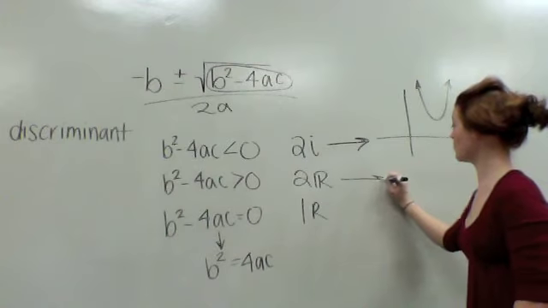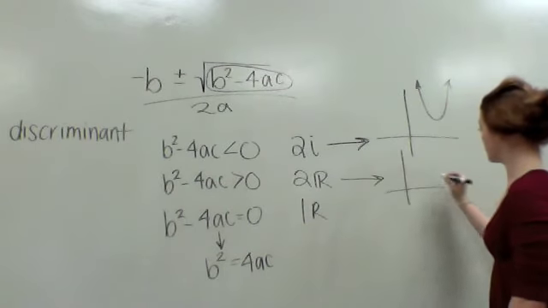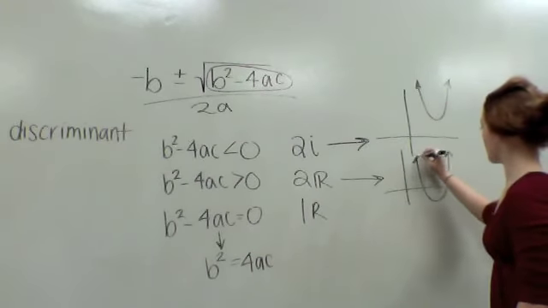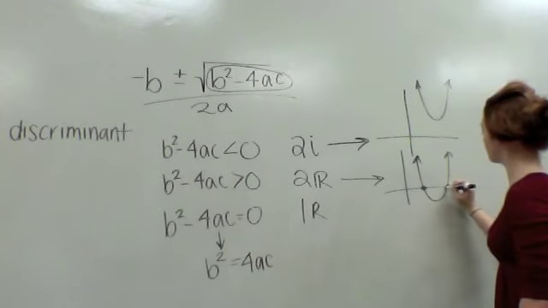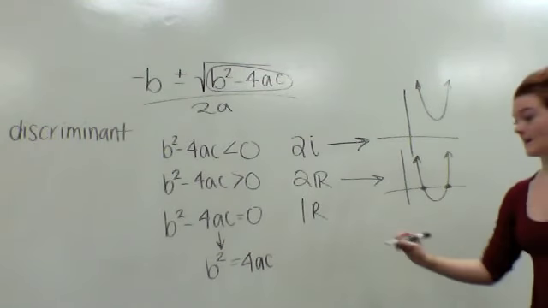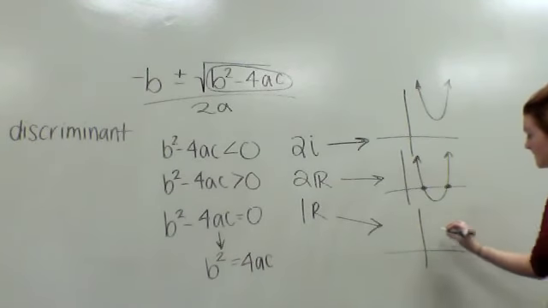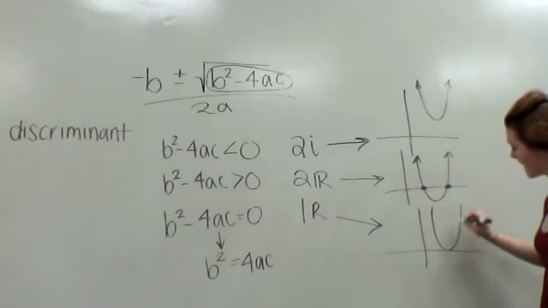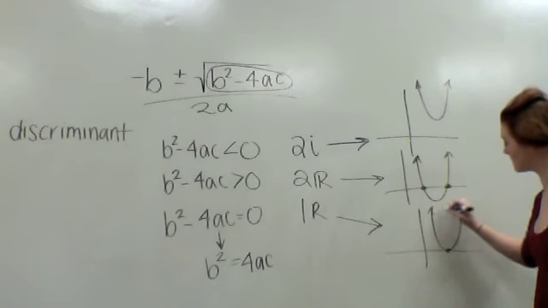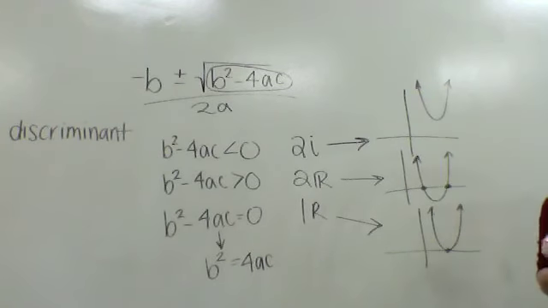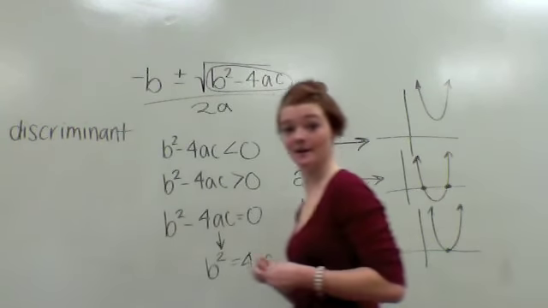If we have two real solutions, that means we're going to cross over the x-axis in exactly two places. And if we have one real solution, one real x-intercept, that means we can touch it in exactly one spot. That is essentially what your discriminant means.